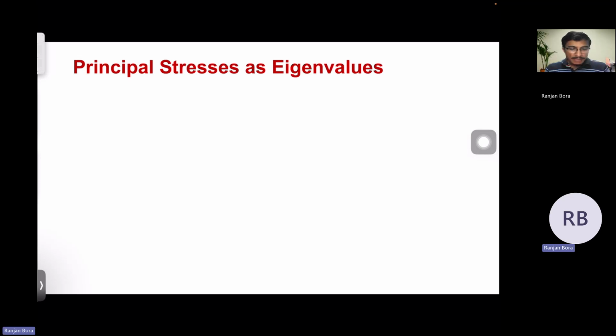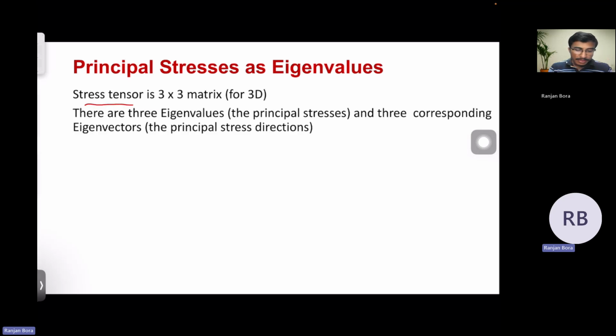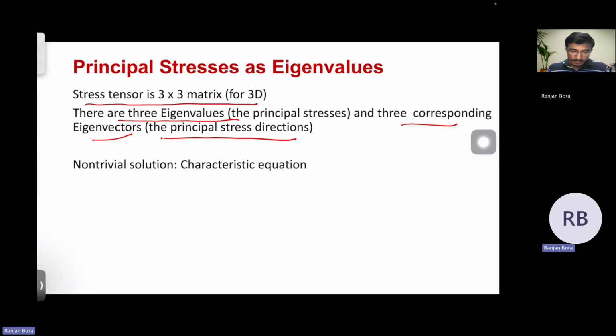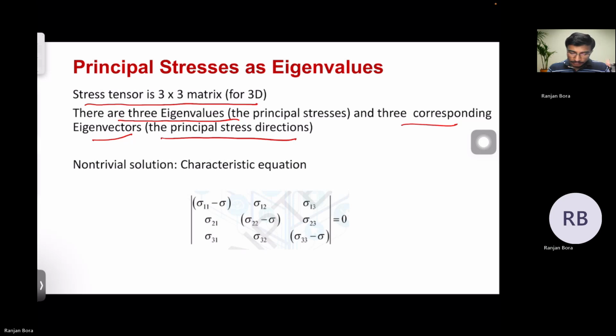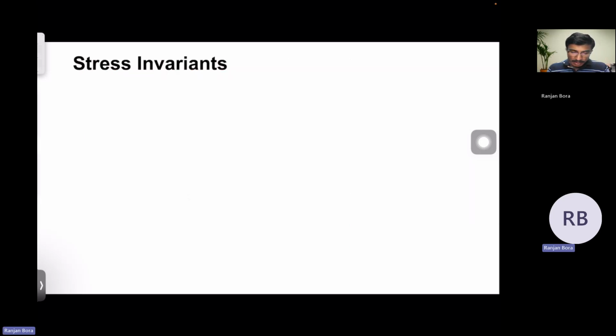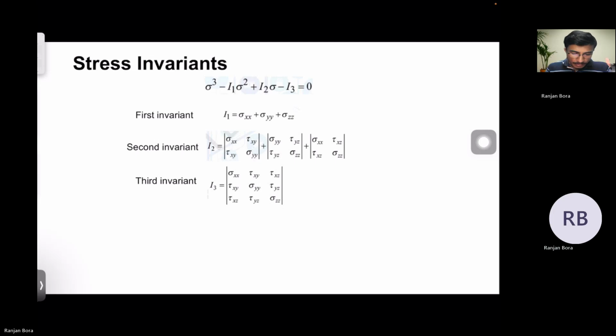Next, we can use the principal stresses as eigenvalues. We know that the stress tensor is a 3x3 matrix for a 3-dimensional state of stress. For this 3x3 matrix, there are 3 eigenvalues, which represent the principal stresses, and 3 corresponding eigenvectors, which represent the principal stress directions. And the non-trivial solution of the characteristic equation. This is the characteristic equation.